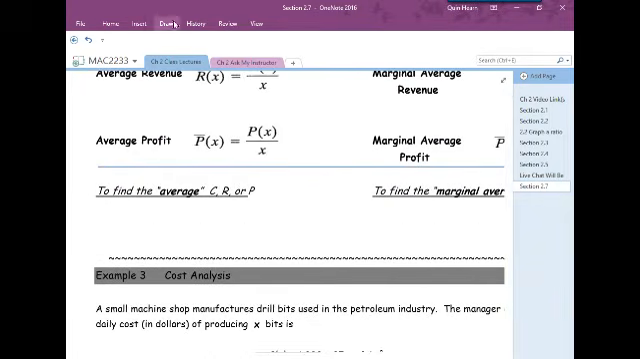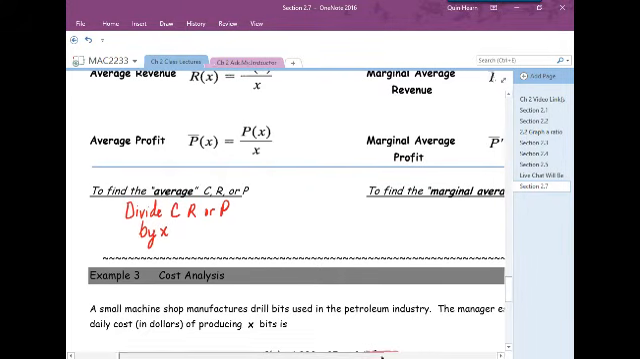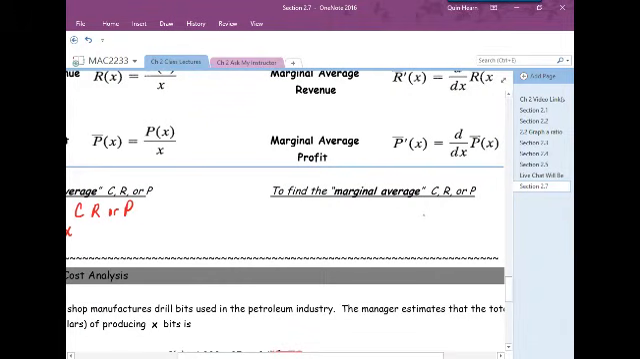Okay, so in general, to find the average cost, revenue, or profit, all you need to do is divide C, R, or P by x. To find the marginal average cost, revenue, or profit, you're going to first divide C, R, or P by x to get the average, and then second, take the derivative.